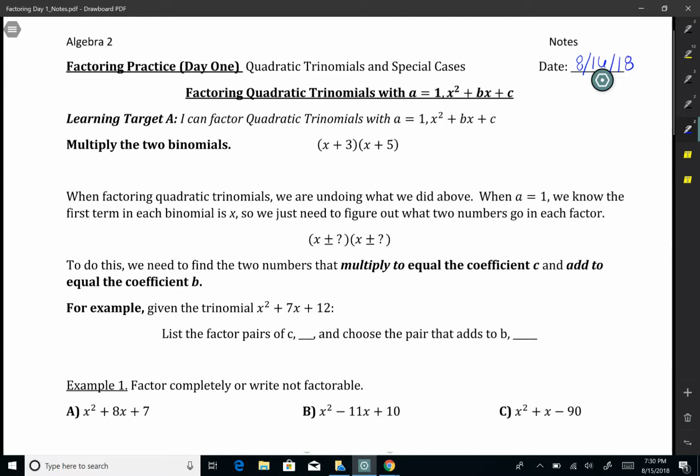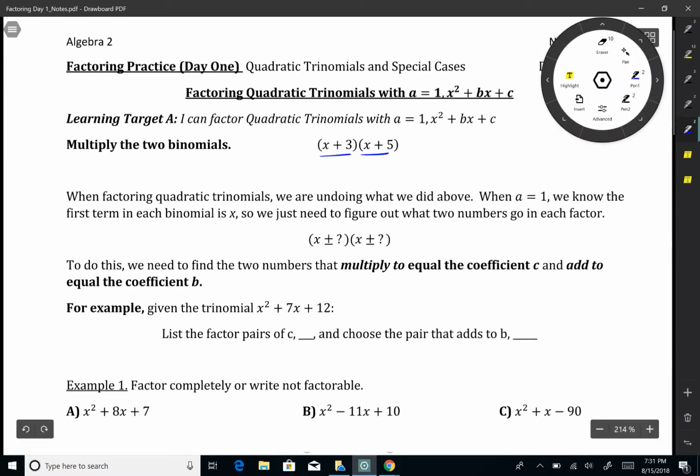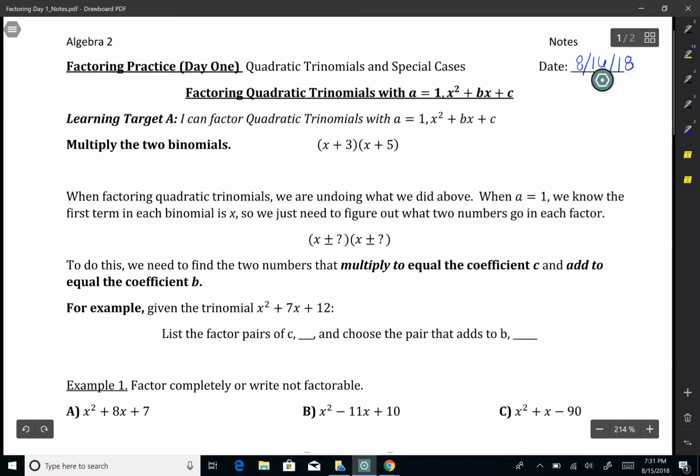We get trinomials from multiplying, usually, 2 binomials. So right here, it says multiply the 2 binomials. These are called binomials because they each have 2 terms. A monomial would be one with 1 term, okay? So we're going to multiply these 2 binomials and see how we can end up with a trinomial. And then we're going to see how we can undo that, and that's called factoring.